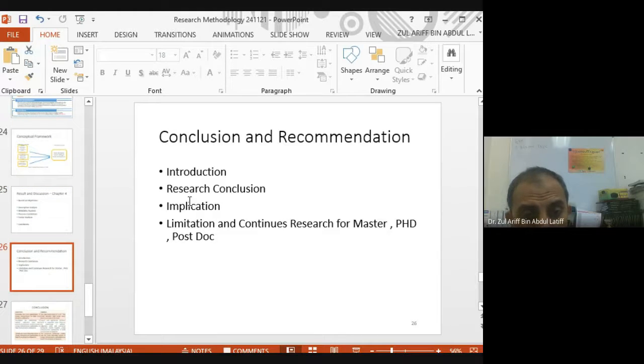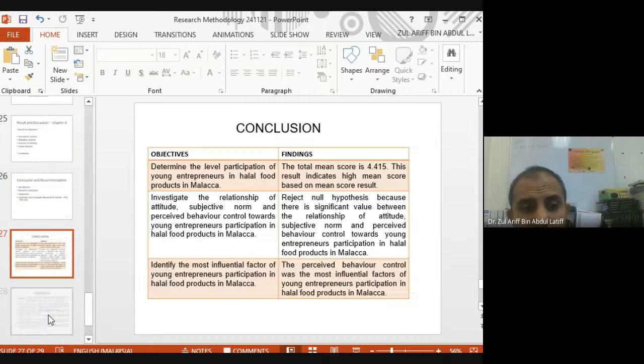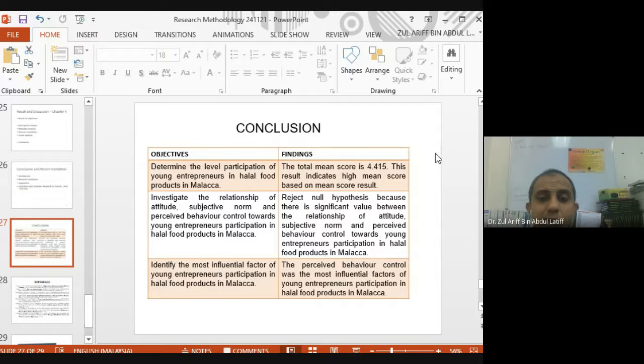Okay, in your conclusion, you have your research conclusion, implication of the study, what will impact. So these are examples of your conclusion slide. This is your first objective, the level of participation, and the finding is a mean score of 4.415, which is high and shows that there are high levels of participation among young entrepreneurs in halal.